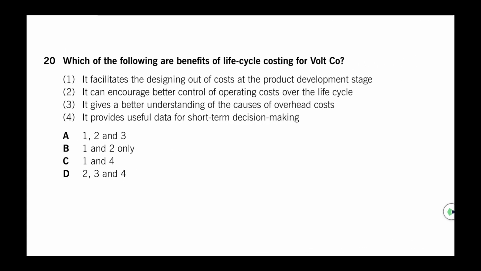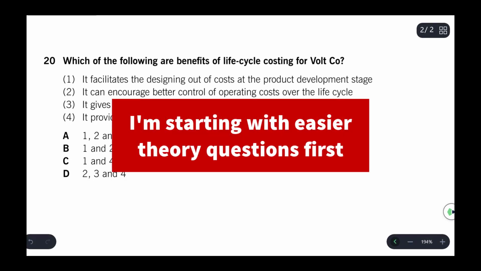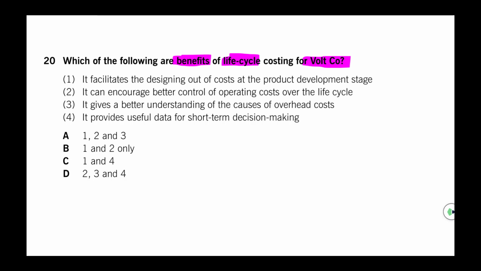So let us start with question 20, a classic evaluate the statements. And what are we checking? Which of the following are benefits of life cycle costing for this specific organization? Now, sometimes it's easier to eliminate the distractors, the obviously wrong answers. So I'm looking here and I see statement 4. It just jumps out at me as incorrect. It provides useful data for short-term decision making. Guys, short-term decision making is marginal costing, is relevant costing. So 4 is no good.